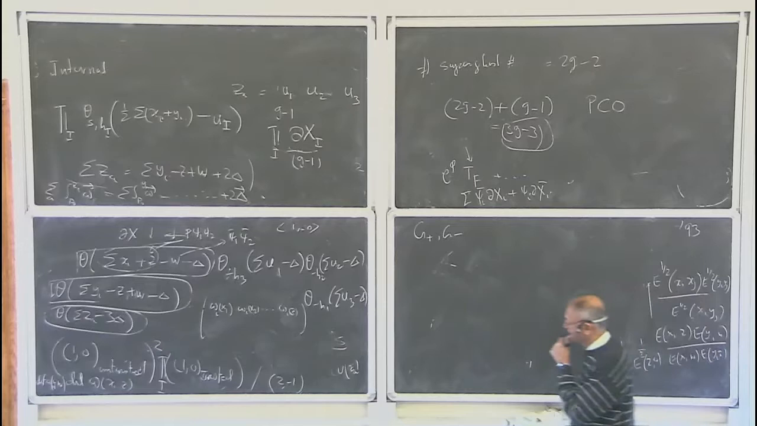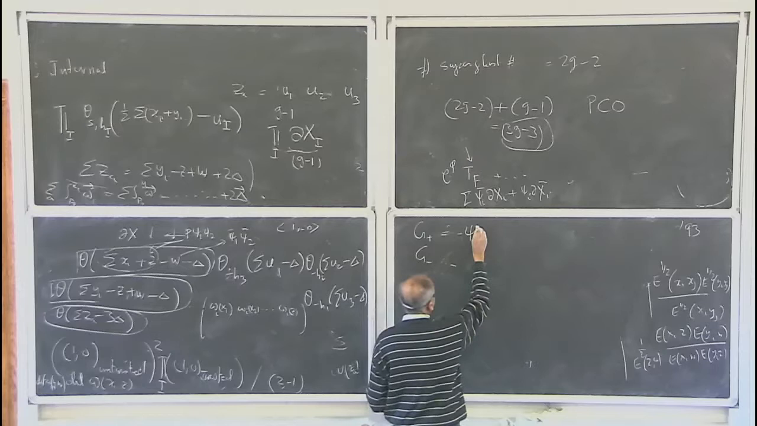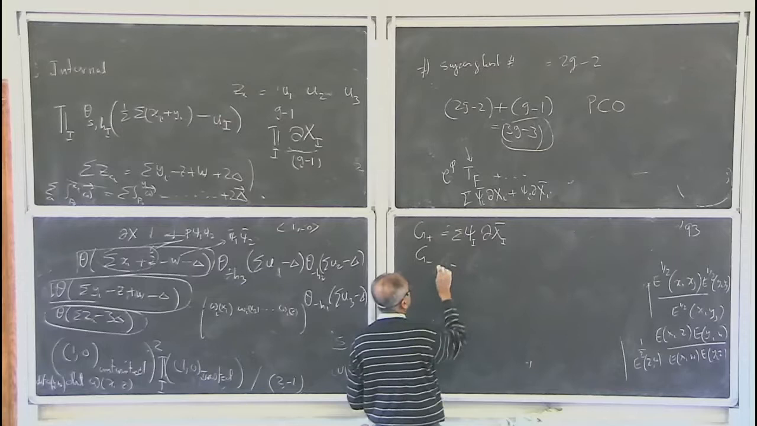And even all the sigmas, everything comes. Remember we had a G plus and G minus. G plus was psi dx bar, the internal I, summed over I. And G minus was psi bar I dxi.